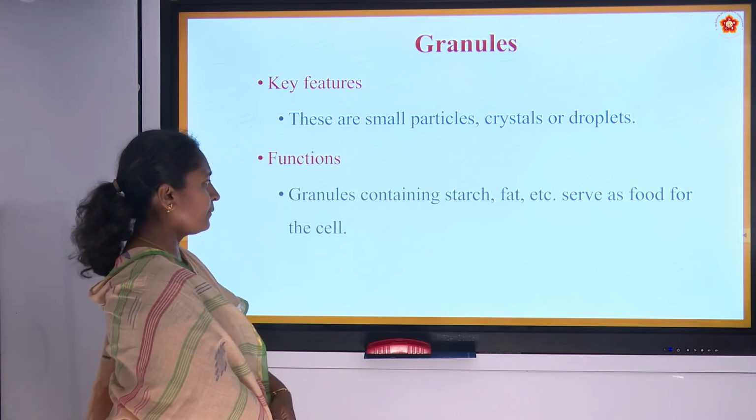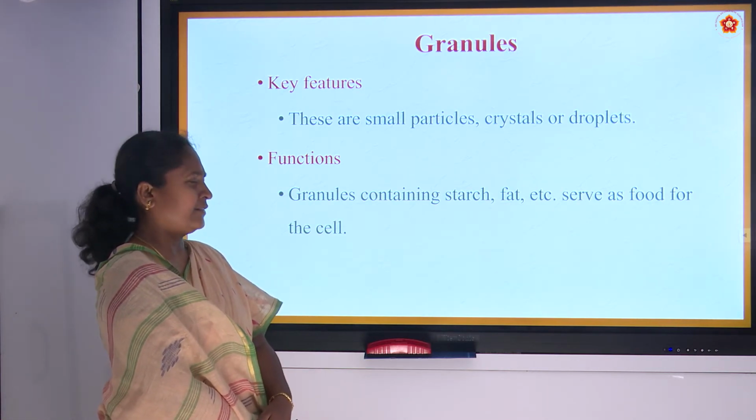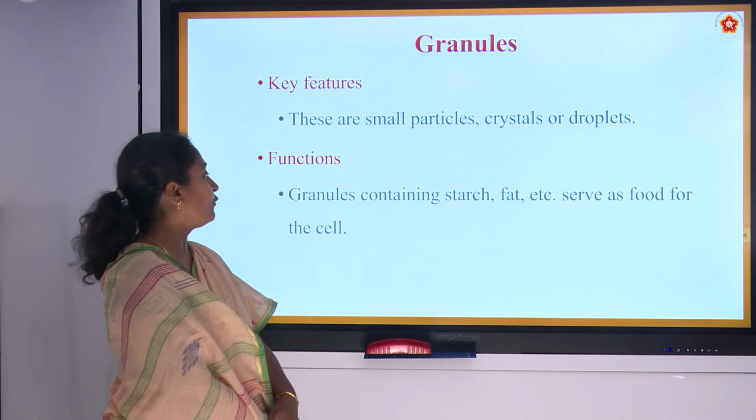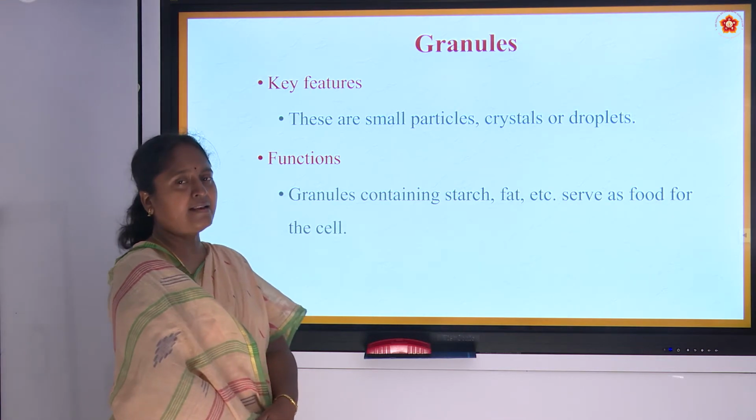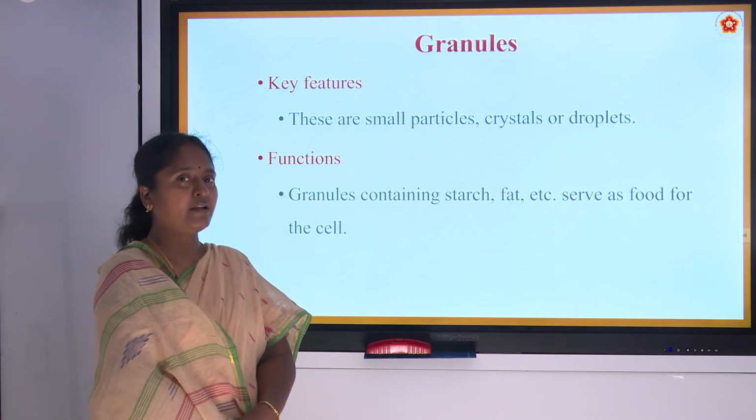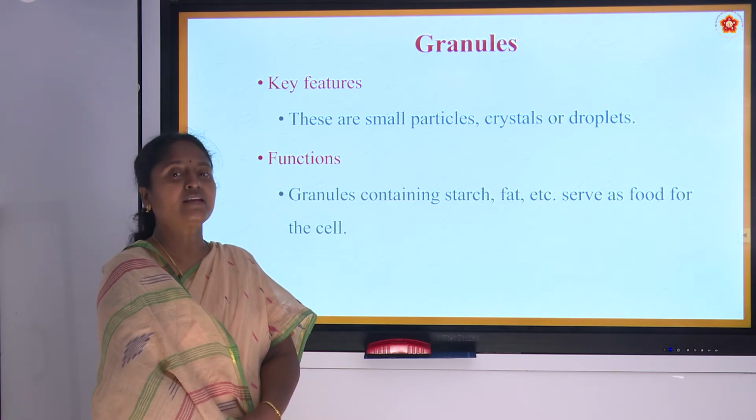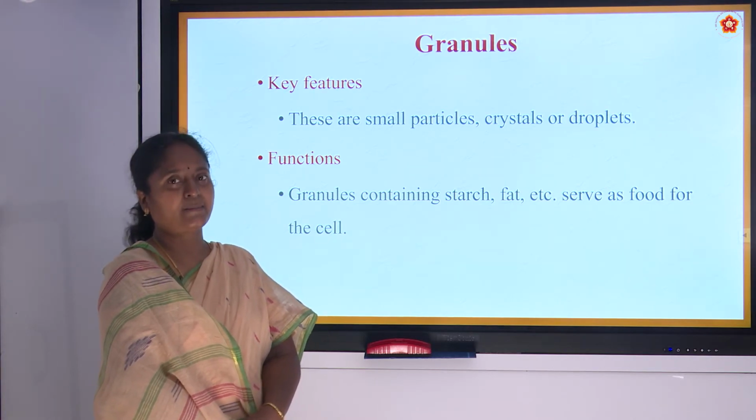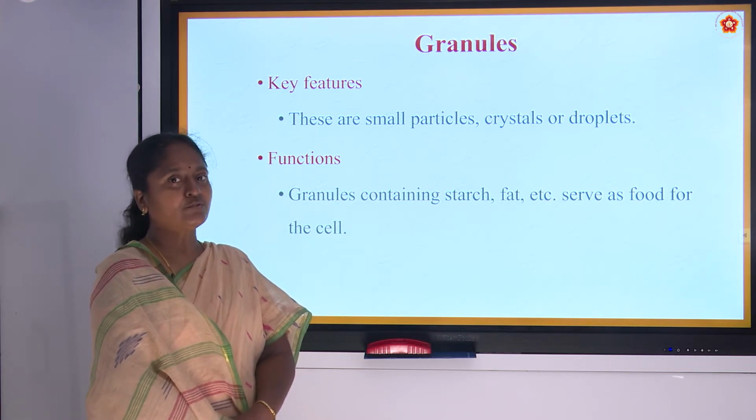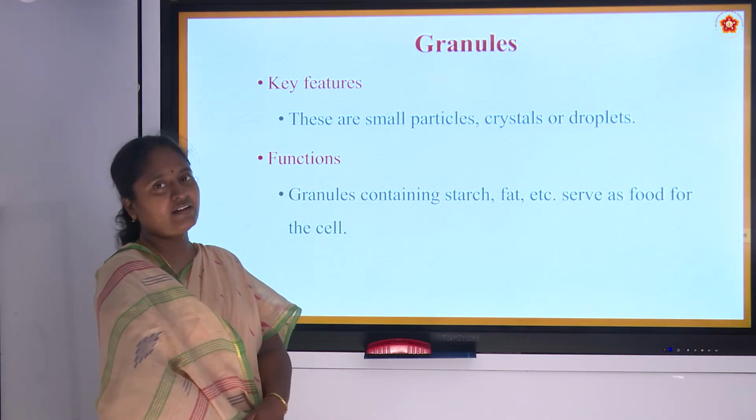Its function is, it may contain starch, fat, etc., different kinds of proteins, and other substances, and it serves as food for the cell. When the cell needs some food, then the cell will utilize it. The potato is storing so much starch because it needs to use it later when it wants to grow into another plant, right. It is like a seed for that. So for the growing tender plant, it needs to store the starch inside it, but we are making use of it and we are harvesting and eating it.